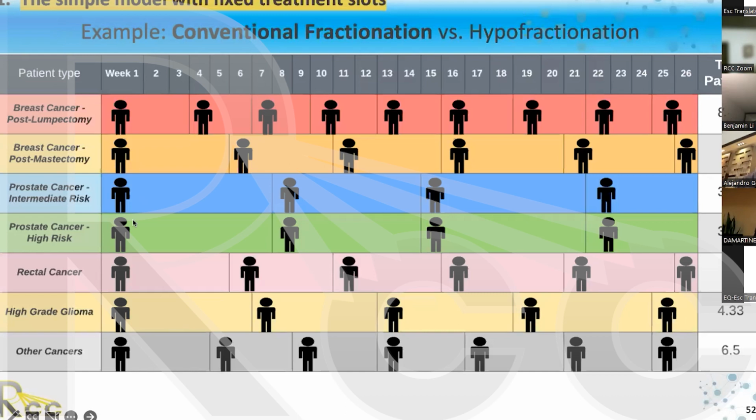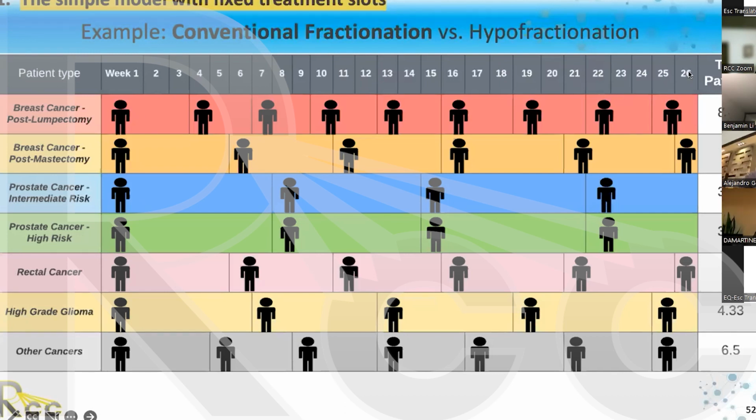And I am at my clinic. I have a team, and I'm looking at the list of patients I'm going to treat. There are fixed slots, and there are people with early breast cancer that will take 3 weeks each person for 15 fractions.